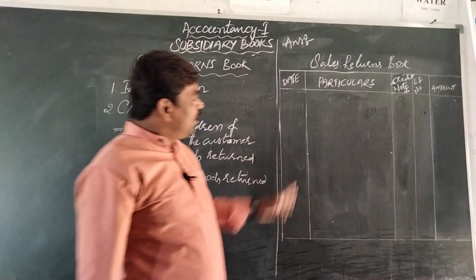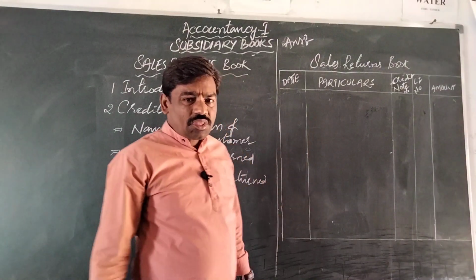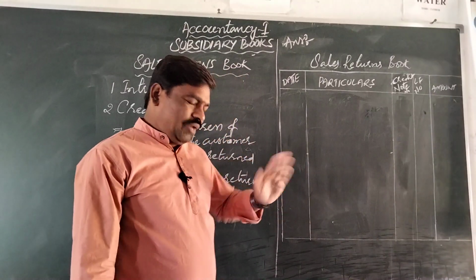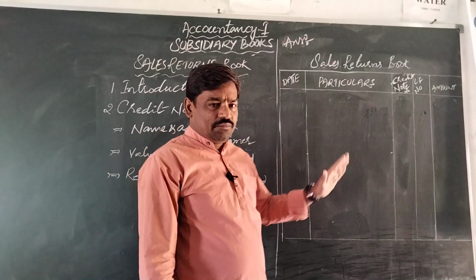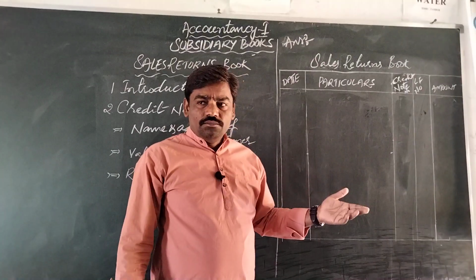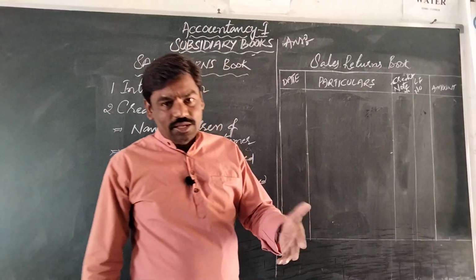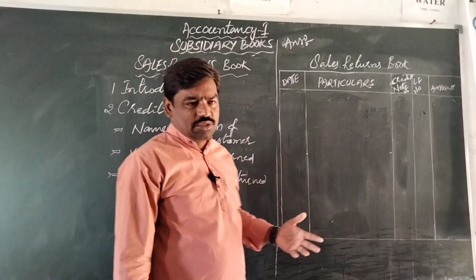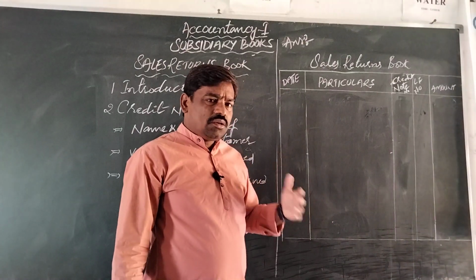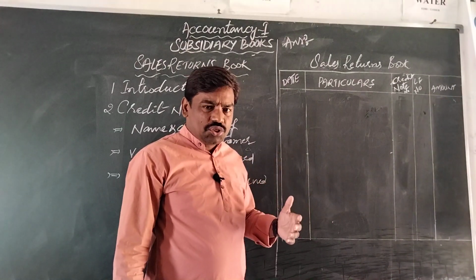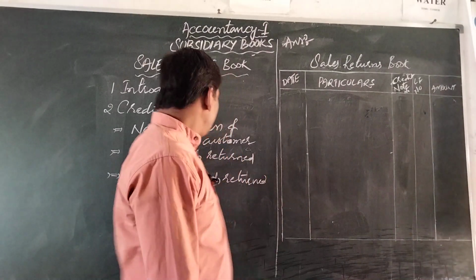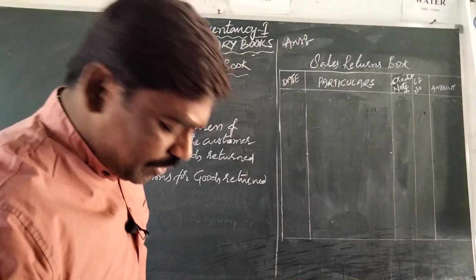When entering the information in the sales returns book, we should not use a prefix or suffix like we use in the ledger account, such as To or By at the end of the account. We must not use that here. We just write only the name of the person or the name of the organization which returns the goods to us. Let me explain a simple problem.